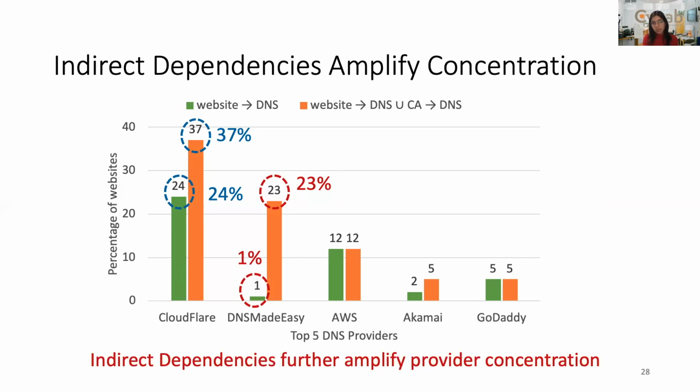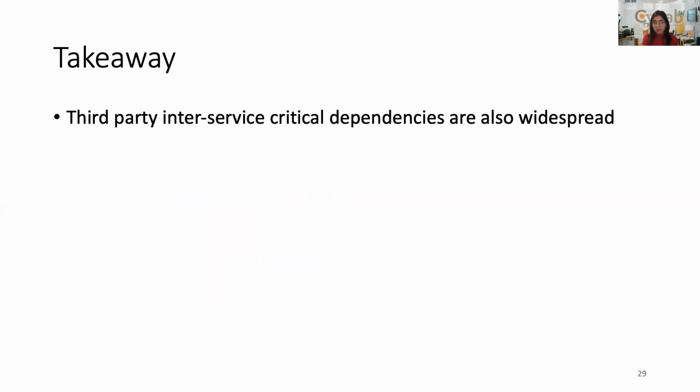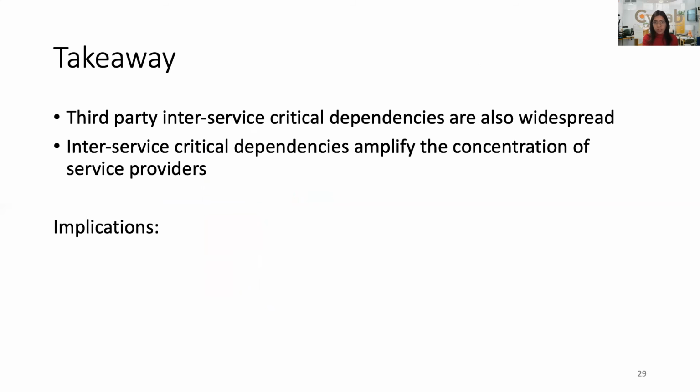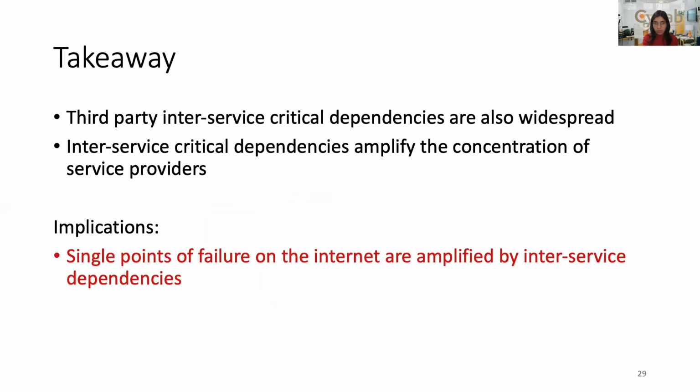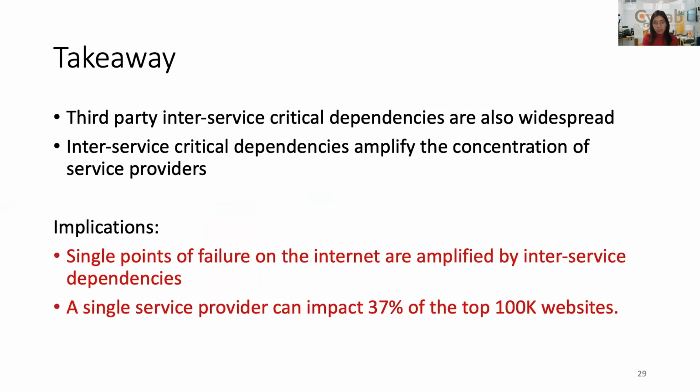Hence, because of these indirect dependencies, we see amplification of provider concentration. To summarize, critical dependencies are also widespread among service providers, and these dependencies can amplify the concentration of service providers, which means that the effect of single points of failure in the internet is amplified, and a single provider can now impact 37% of the top 100,000 websites. This is what we observed for our data in 2020.